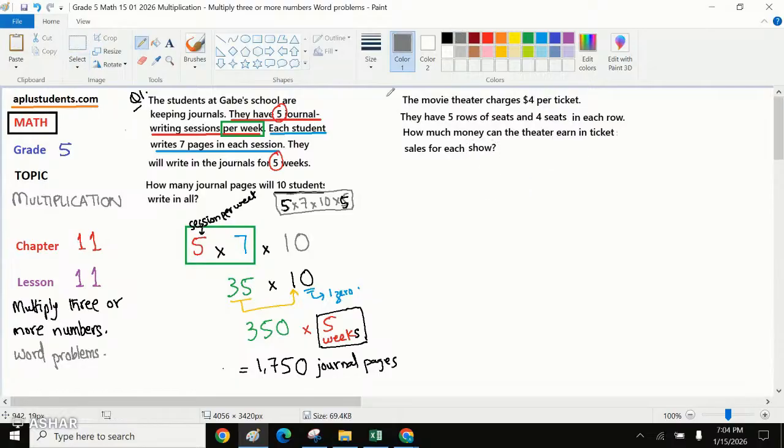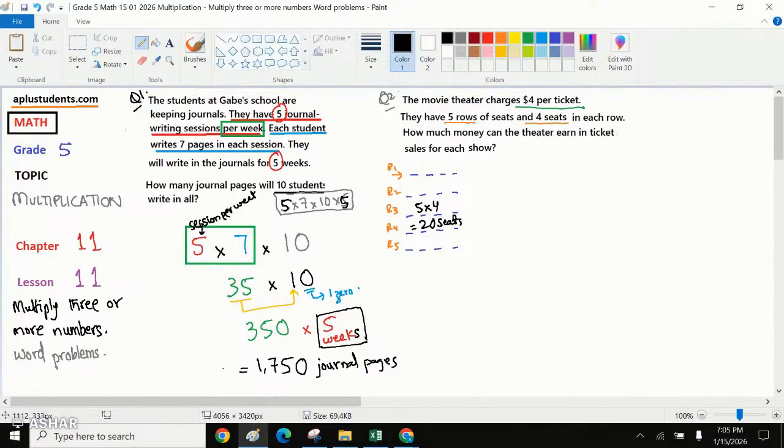The second question states that a movie theater charges $4 per ticket, right? If they have 5 rows and 4 seats in each row, that means how many rows are there? Row number 1, row number 2, row number 3, row number 4, and row number 5. And there were how many seats? There were 4 seats. 1, 2, 3, 4. Agreed? So how many seats would be there in total? That would be simply 5 multiplied by 4. That means 20 seats in total. Agreed?